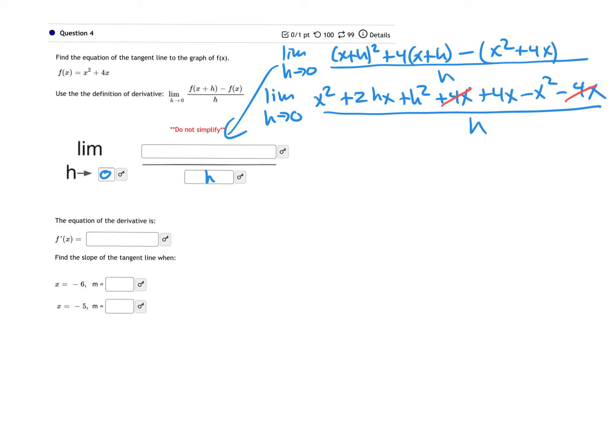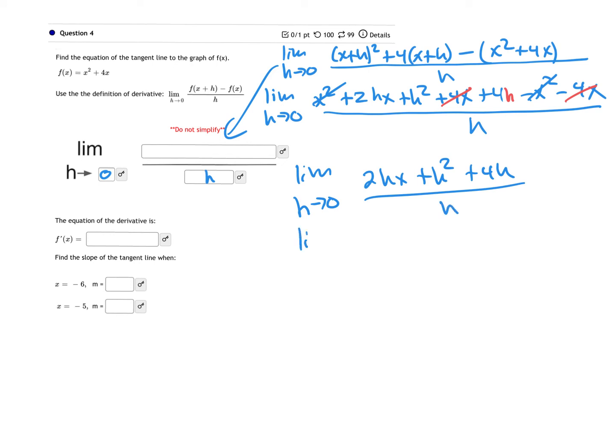And I see just a little problem. This should be an h right here, so I'm going to just change that to 4h, not 4x. And then we have the negative x squared, positive x squared cancels out. So we have the limit as h approaches 0 of 2hx plus h squared plus 4h all over h.